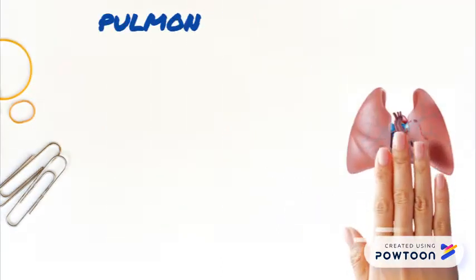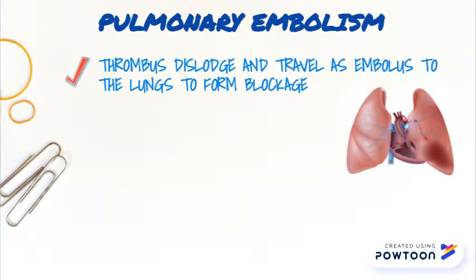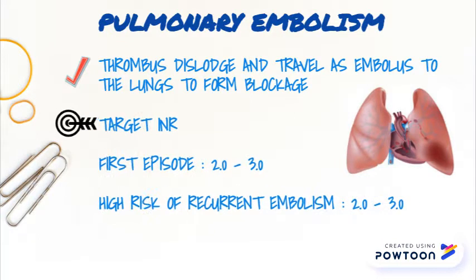Warfarin is also used in pulmonary embolism, which is a condition of thrombus dislodging and traveling as embolus to the lungs to form blockage. The target INR for first episode will be 2 to 3, and for individuals with high risk of recurrent embolism will be 2 to 3 as well.